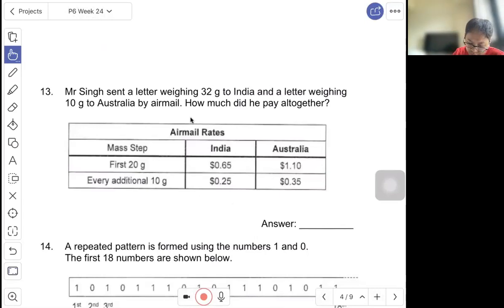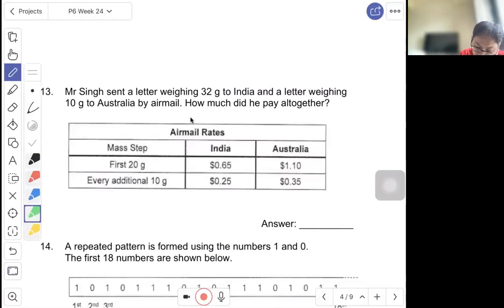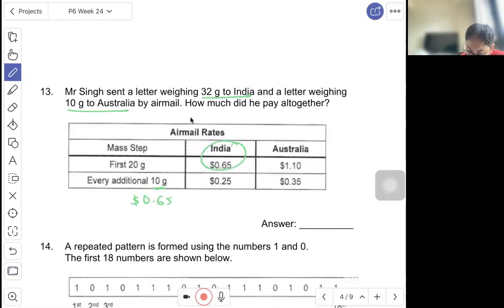So Mr. Singh sends a letter with 32 grams to India, followed by 10 grams to Australia. So first, 32 grams. 65 cents for every additional, so total of this. So for India it's $1.15.